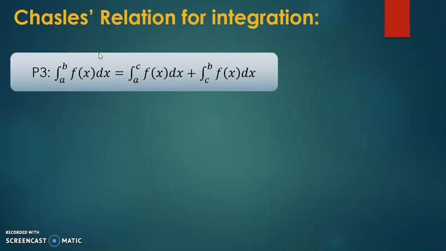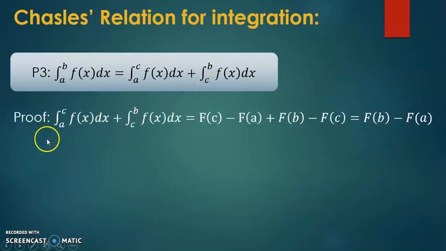Let's prove this property very quickly. You should either start from this side to reach this side, or start from this side to reach this side. I'll be starting with this side because it's easier, but also this works. So the integral from a to c of f of x dx plus the integral from c to b of f of x dx. Now use the definition. This will give you F of c minus F of a, and this will give you big F of b minus big F of c. F of c and minus F of c will cancel out, and you'll be left with F of b minus F of a, which is the integral from a to b of f of x dx. And the proof is done.